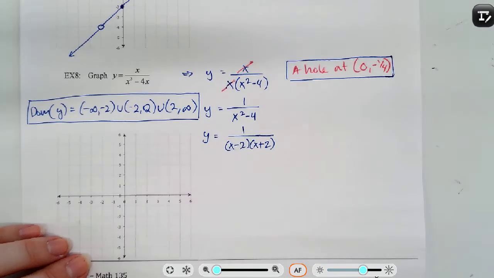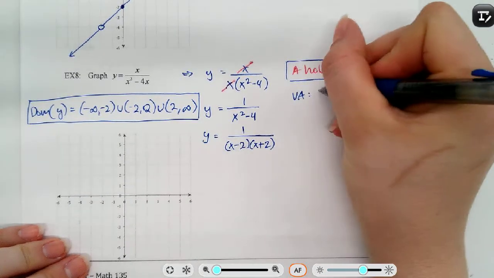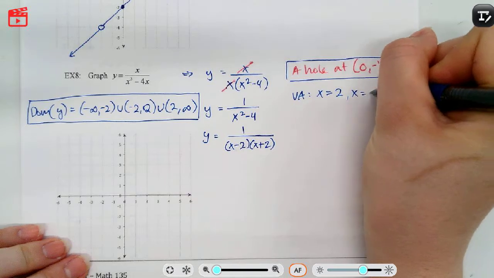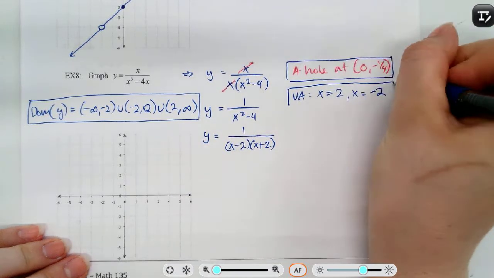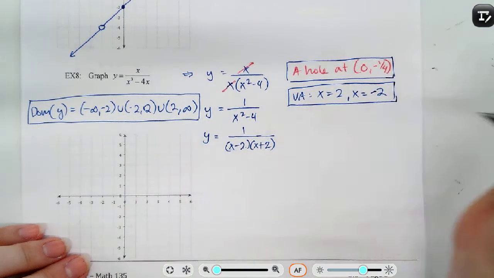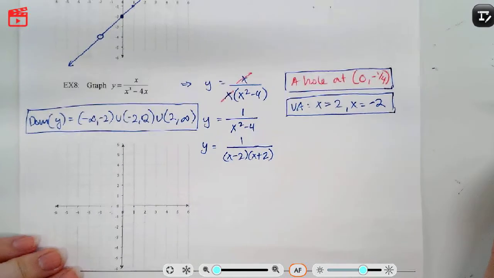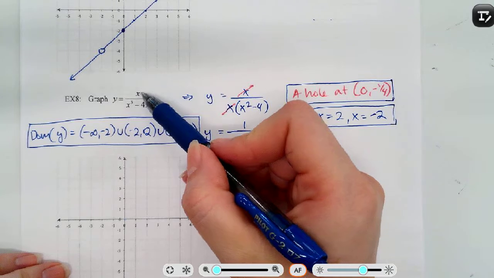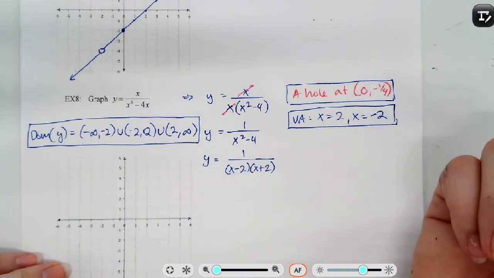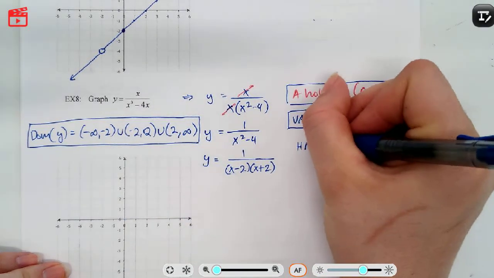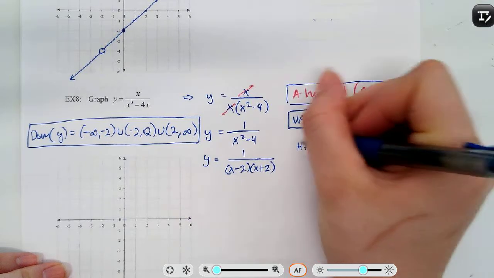All right. Okay, so my vertical asymptotes are going to be the lines x equals 2 and x equals -2. Horizontal asymptote, let's see. Well, the degree of the top is smaller than the degree of the bottom, which means we'll have a horizontal asymptote of y equals 0.